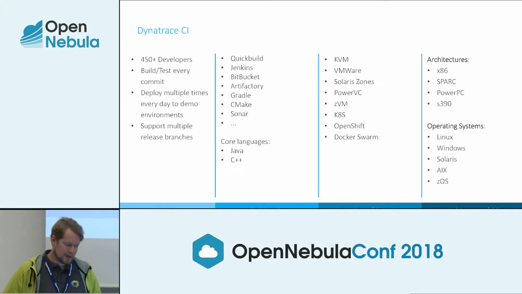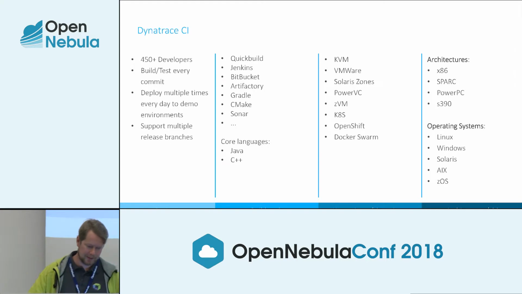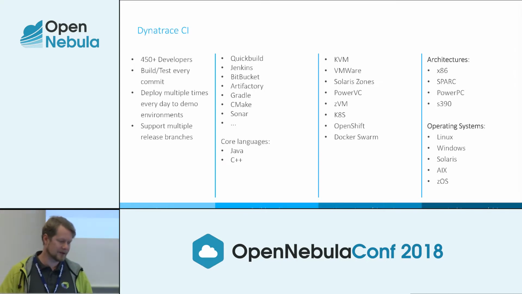And of course, as a software company, we need to support multiple release branches. We use different build systems. We have our code in Git. We use Artifactory for artifacts and everything that you would expect in a CI environment. Our core languages in the product are Java on the server side, and on the agent side there's always the core part that's in C++, doing all the native stuff.